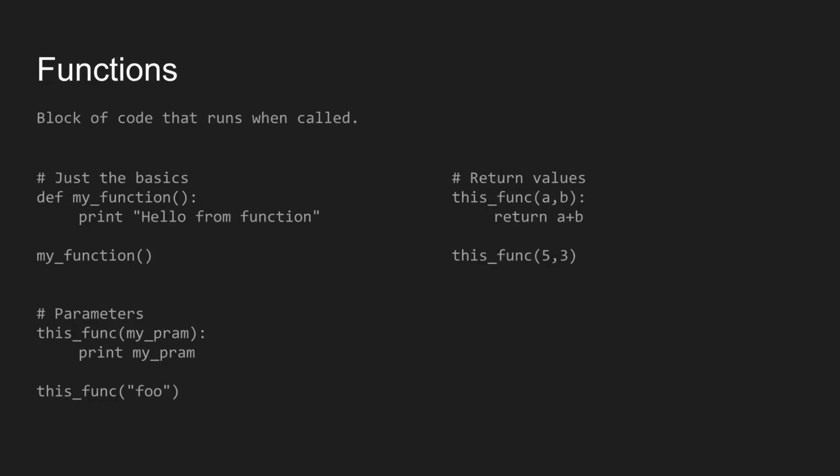So it's basically a block of code that's going to run when you call it. For instance, you create a function that just prints something. You use the def keyword, the name of your function, then parentheses, and then a colon. You create the indent, put in your block of code, and then unindent to get back into your main section of code.